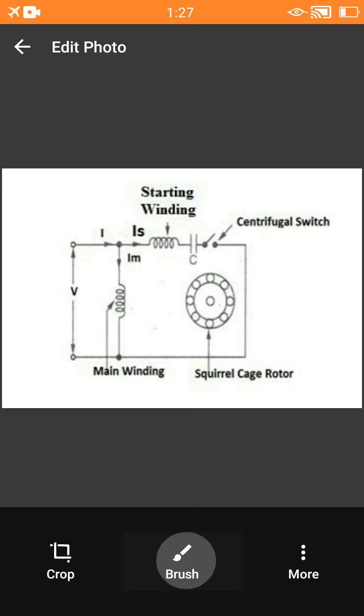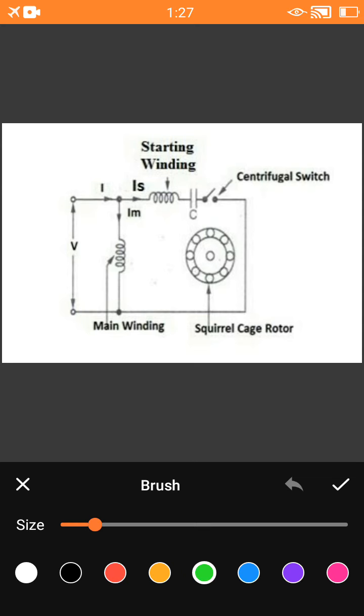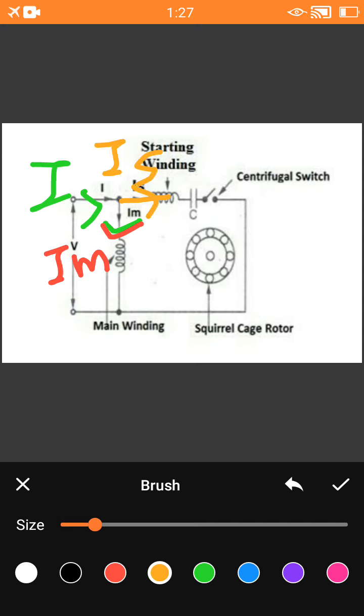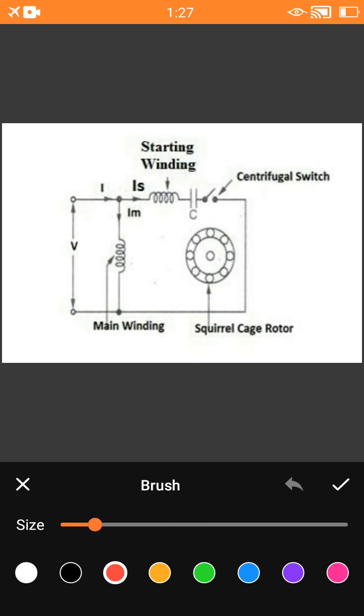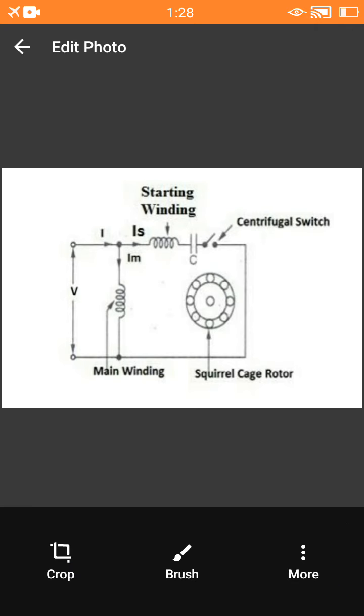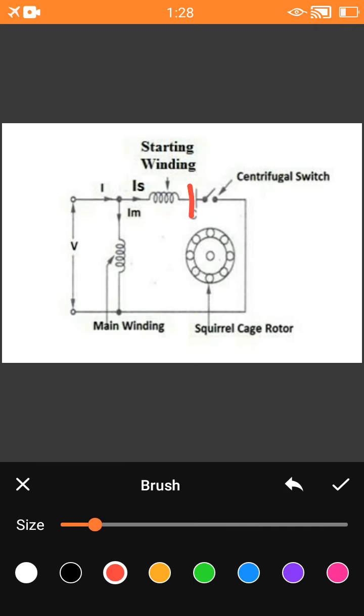The total current flowing through that particular circuit is I. The current flowing through the main winding is called IM, and the current flowing through the starting winding, that is the auxiliary winding, is called IS. So the total current I is divided into IM and IS. In a capacitor start induction motor, we are using a centrifugal switch and one important device, the capacitor, which is connected in series with the starting winding.